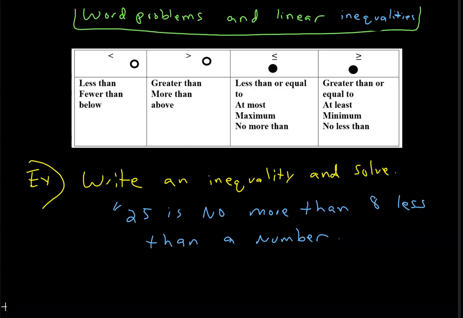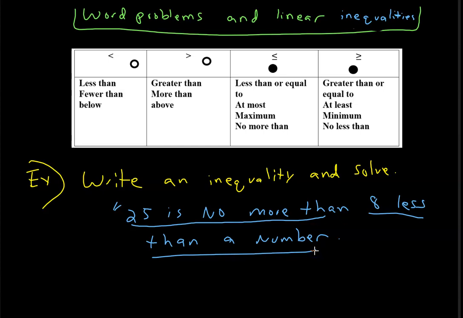All right, so this video is about word problems and linear inequalities. So you have to write a linear inequality to solve a word problem. This is the first example. It says write an inequality and solve. And the expression says 25 is no more than 8 less than a number.